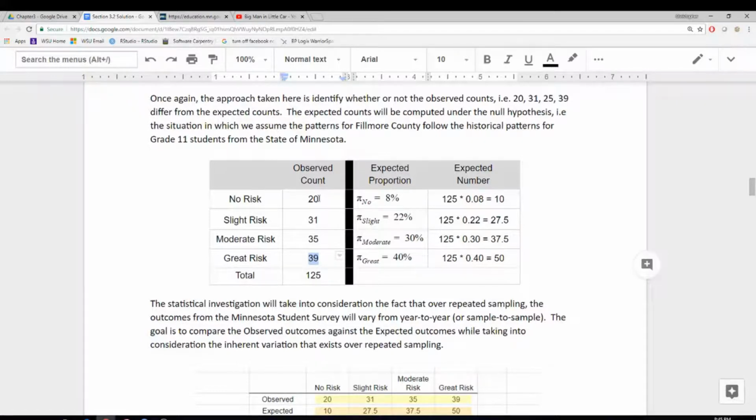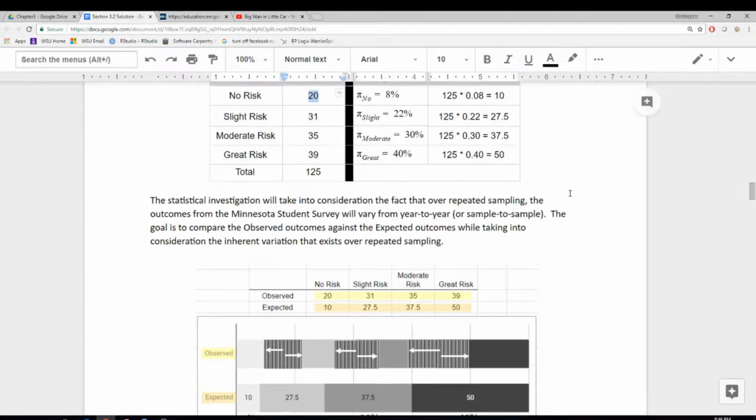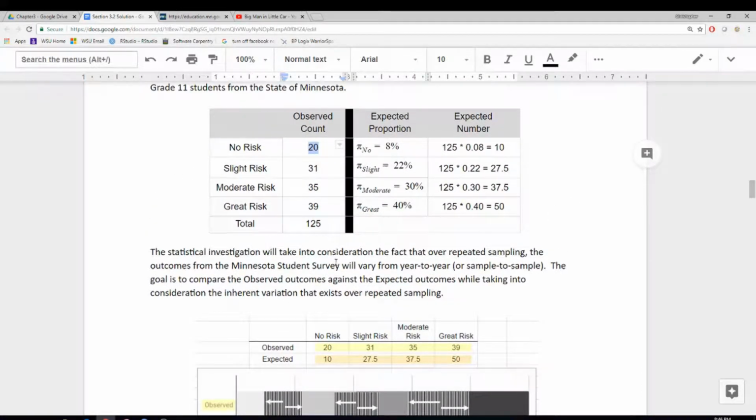Also, I guess, I'm a little bit over the expected number on the no-risk category. So it may appear that students in Fillmore County are a little bit more laxed about the substance abuse of alcohol compared to other students across the state of Minnesota. Now, the statistical investigation is going to need to take into consideration the fact that over repeated sampling, the outcomes are going to vary from year to year. So these outcomes are 20, 31, 35, and 39. Certainly, if I collect data next year, these numbers are going to be different.